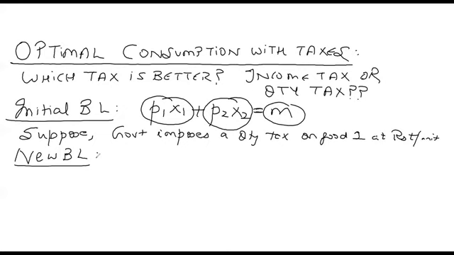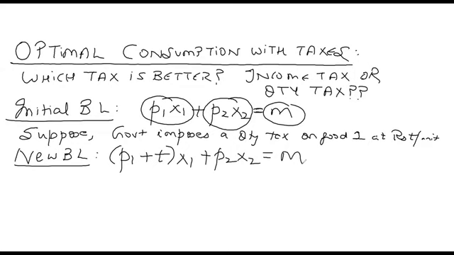Now, when the government has imposed a tax of rupees T per unit of good 1 you buy, you not only have to pay the price P1, you also have to pay the tax T on X1. So it is P1 plus T times X1. We had done this concept in the budget line topic. There is no impact on good 2 because good 2 is not taxed, equal to the income of the consumer.